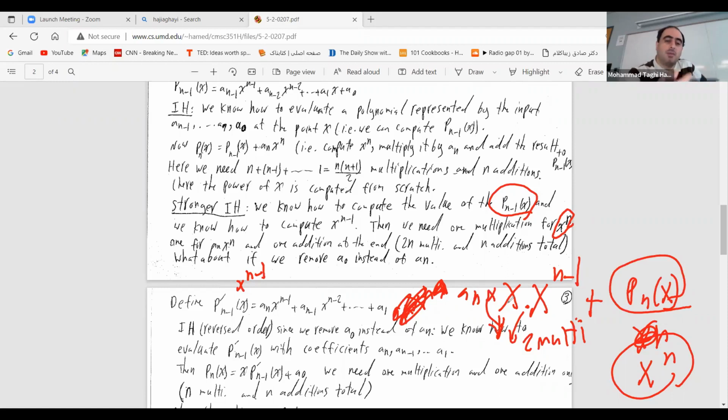So now how many additions, how many multiplications in total? We have 2n multiplications in total and n additions. So this is the total. Good. So it's better than the n log n multiplications that we had, and we had n additions.